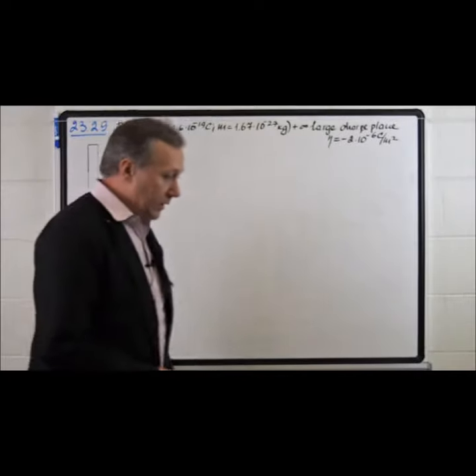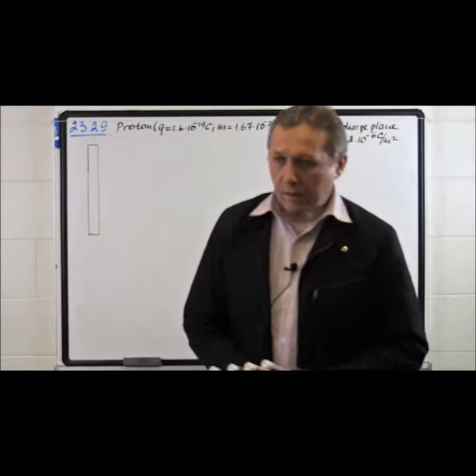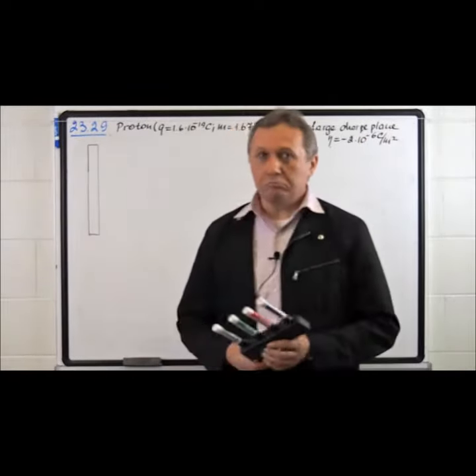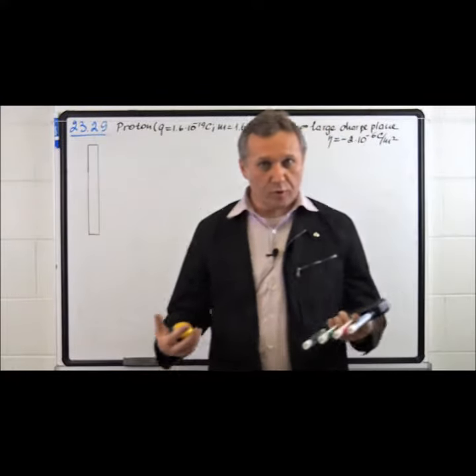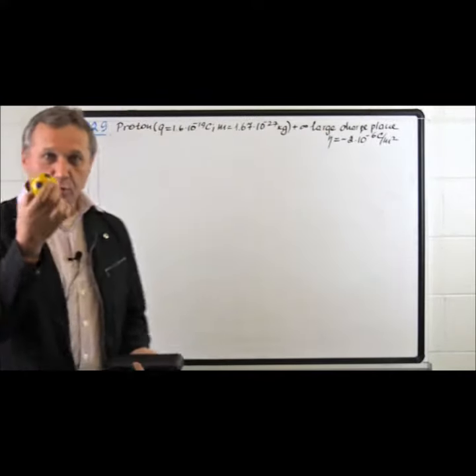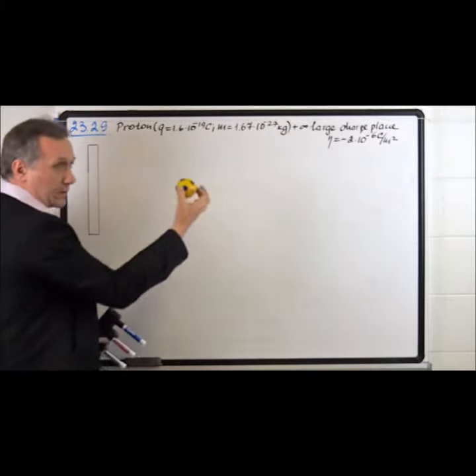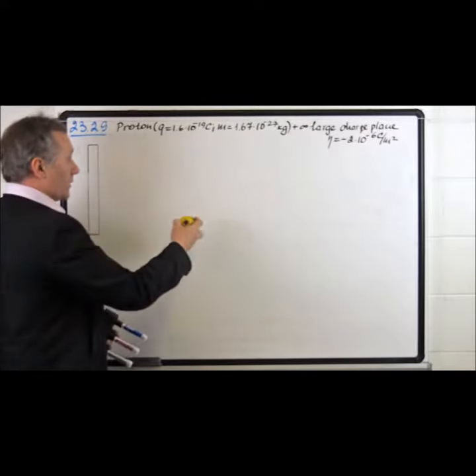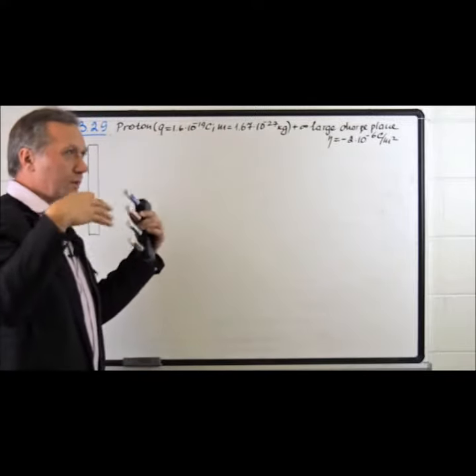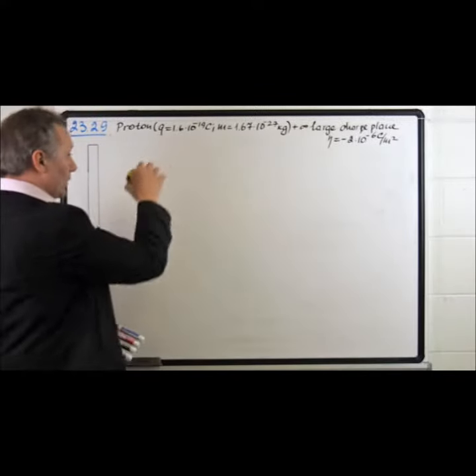So the next problem is about an attempt to stop a proton. Let's assume that you have a proton which moves fast. Initial velocity is very large, let's say 2 times 10 to the power of 6.